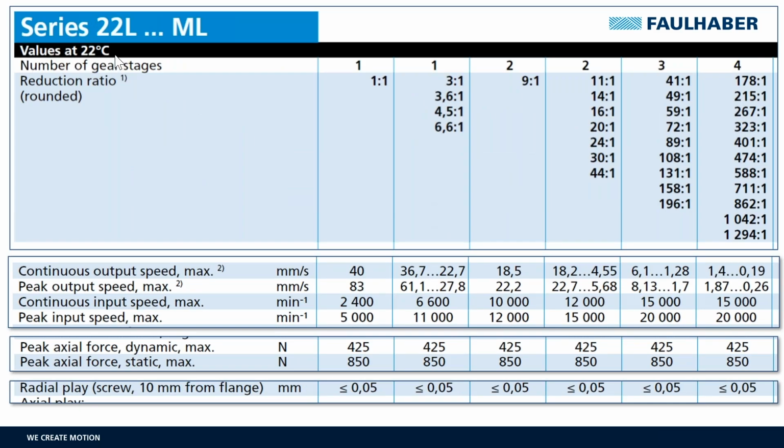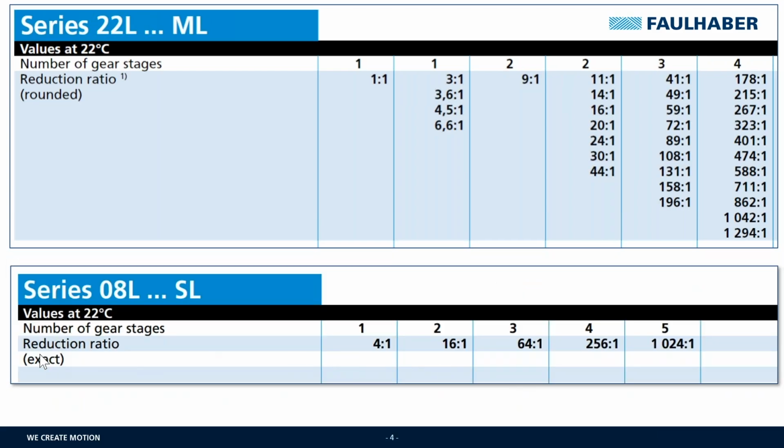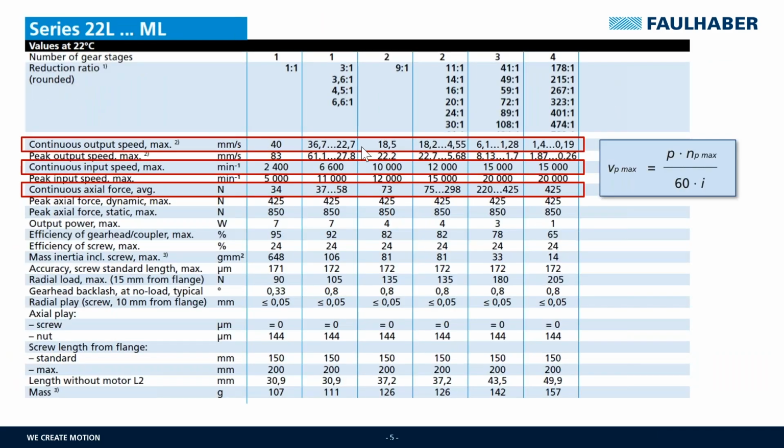All values are based on 22-degree ambient temperature. You see the number of gearhead stages and corresponding reduction ratio and values. Some, like the axial force and the efficiency, vary with the number of stages. Some are constant, like speed and the play. For the 6, 8, and 10, the reduction ratios are by design the exact reduction ratios. For the 22 and 32L, they are rounded values. To be sure, take a look at the absolute reduction ratio sheet.